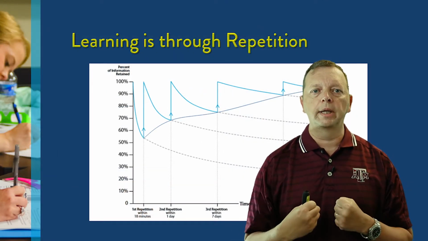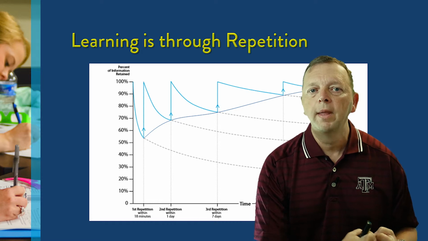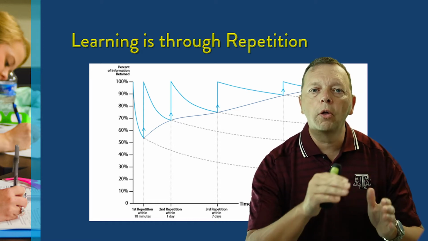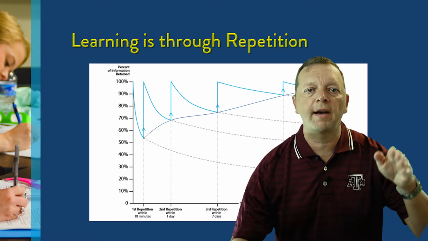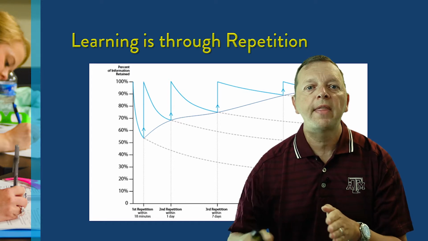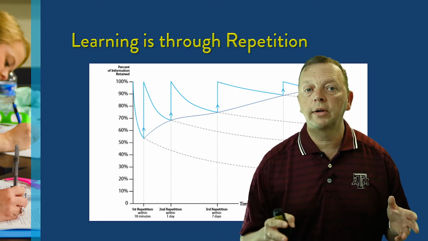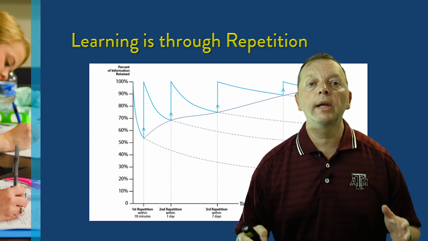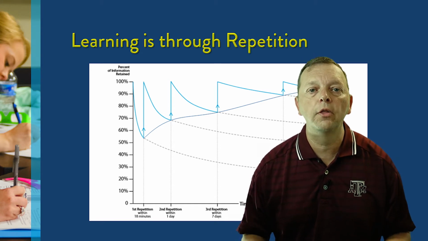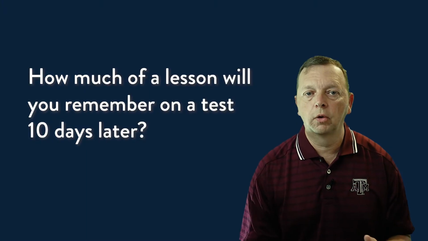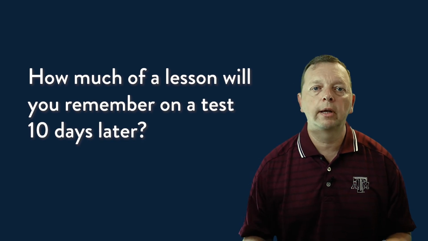You're getting that information again as you did the first time. But what he saw was that although there still is a forgetting curve after every one of those repetitions, that curve is actually more shallow. You begin to retain more and more of that information over time. So just as there is a forgetting curve, there also is a learning curve, and that learning is done through repetition.